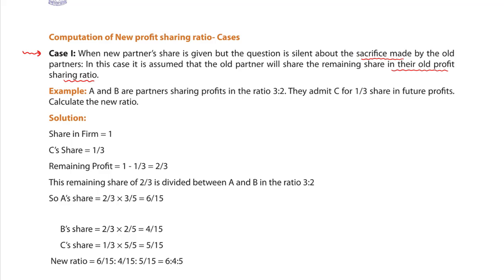Example, A and B are partners sharing profits in the ratio of 3:2. They admit C for 1/3 share in future profits. Calculate the new ratio. Total share of the firm is 1. C's share is 1/3. So remaining profit for A and B will be 1 minus 1/3, that is 2/3. 2/3 is the combined share of A and B.